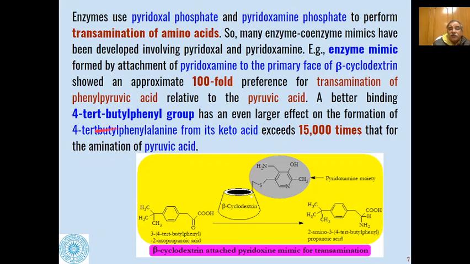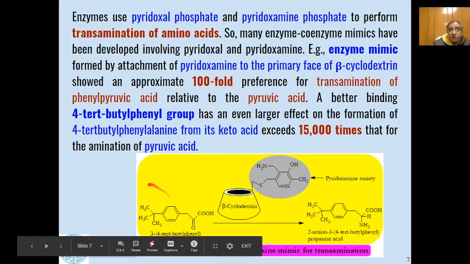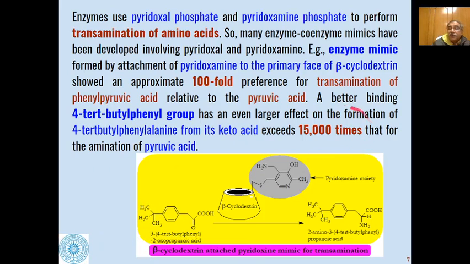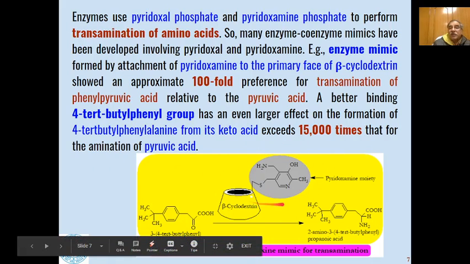And if we use the 4-tertiary butyl phenyl group, then this reaction is 15,000 times faster for the transamination reaction. So this can be used effectively as a mimic of this coenzyme.